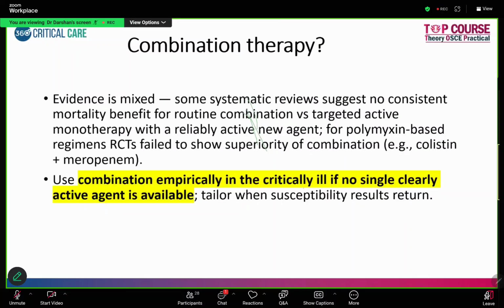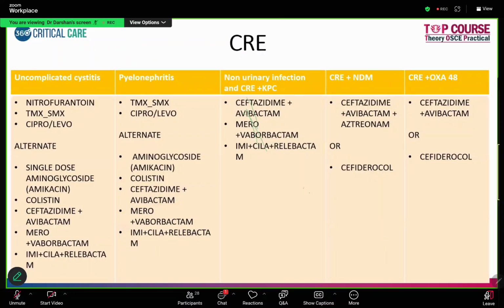So we finished ESBL and CRE. This table you can take a screenshot of. What do we do for CRE at each site of infection? If it is uncomplicated cystitis, you can still use trimethoprim-sulfamethoxazole, levofloxacin, and nitrofurantoin. Alternatively, you can use a single-dose aminoglycoside. All the other drugs like ceftazidime-avibactam and meropenem-avibactam come into play only based on the culture sensitivity report and the type of resistance.